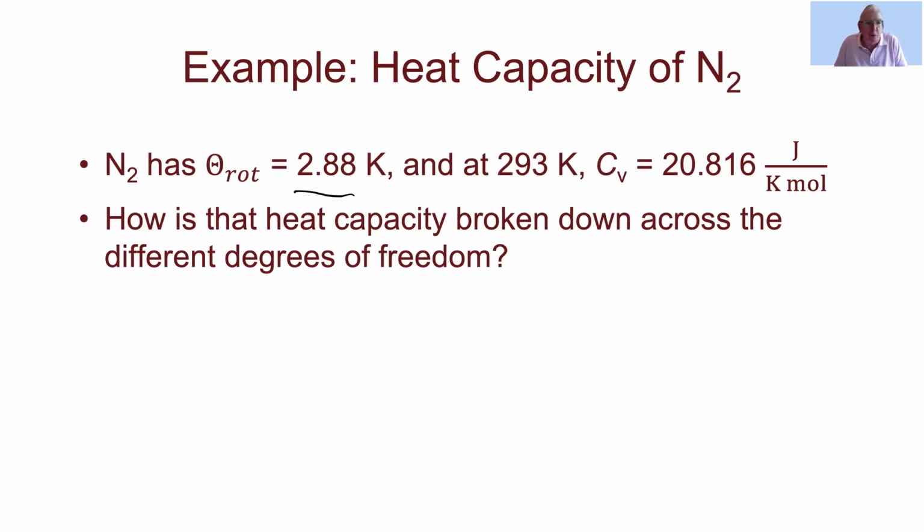The moment of inertia for CO and N2 should be pretty close to the same, right? The bond length's a little smaller for nitrogen, I guess, maybe. The masses of the atoms are about the same, so it makes sense that it would be similar. At 293 Kelvin, I get a constant volume heat capacity equal to this number here, 20.816 joules, okay? Question asks us somewhat nebulously, how is that heat capacity broken down across the different degrees of freedom?